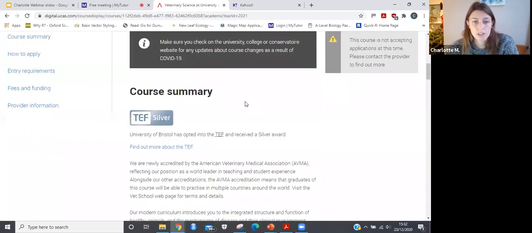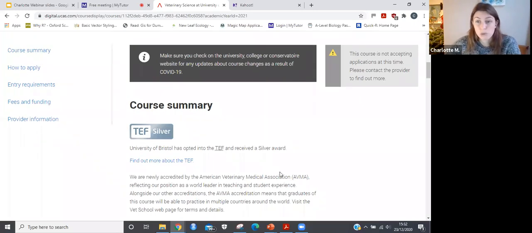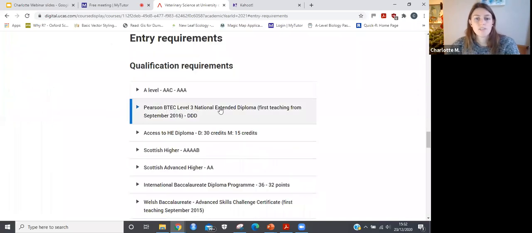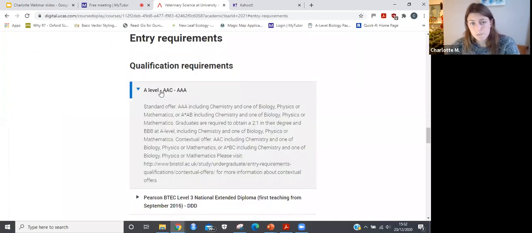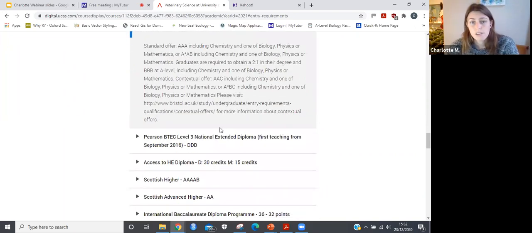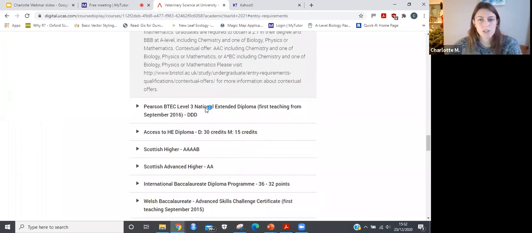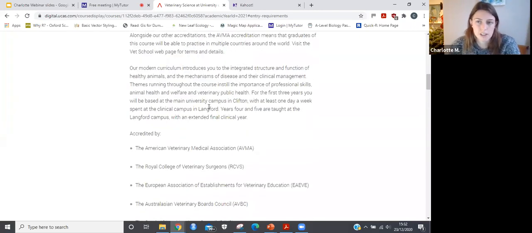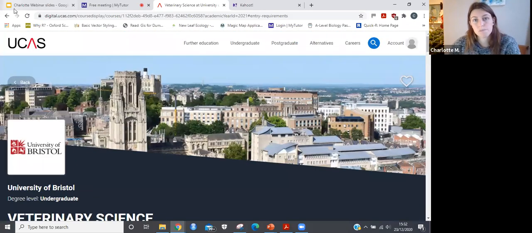So again, we can have a look here, nice course summary there. Check that it's a course that you're interested in, that it qualifies you to do what you want to do with it. Have a look at the entry requirements. Standard offers are 3 A's, including chemistry and 1 of biology, physics or maths. Or A star, AB, including chemistry and 1 of biology, physics or maths. So there is a good range there of what they might accept. But you can get a good idea of the subjects that you might want to take in order to be eligible for those courses.